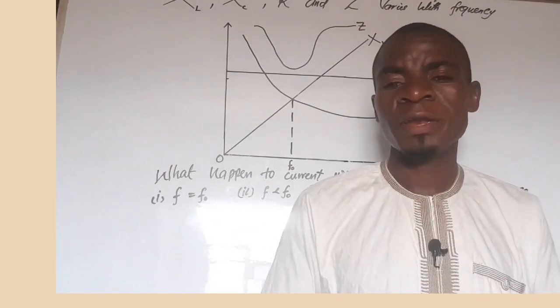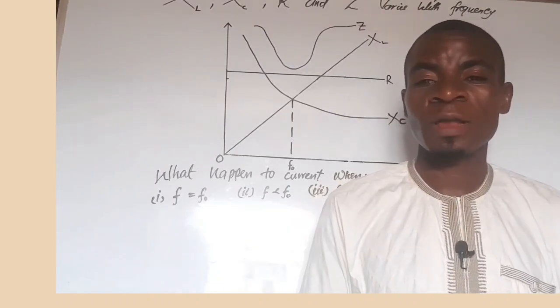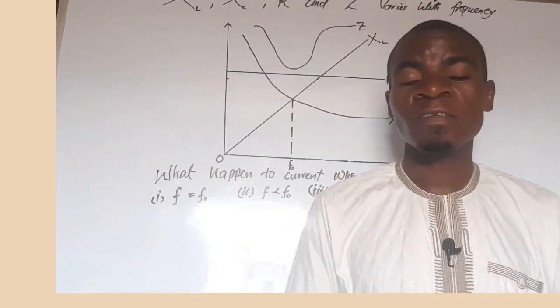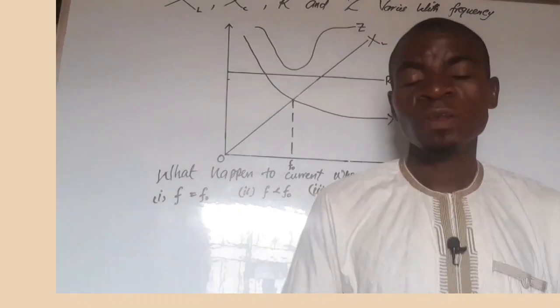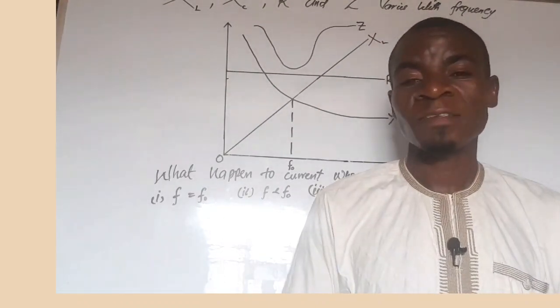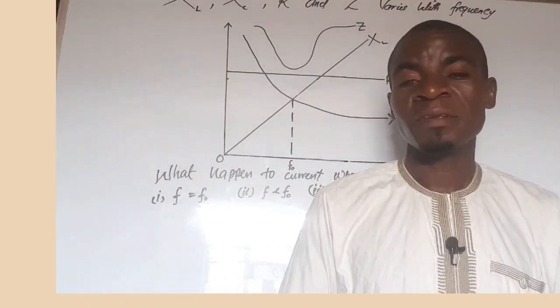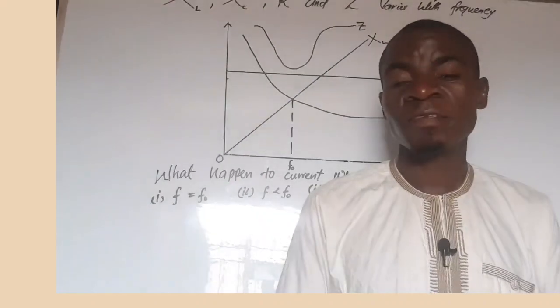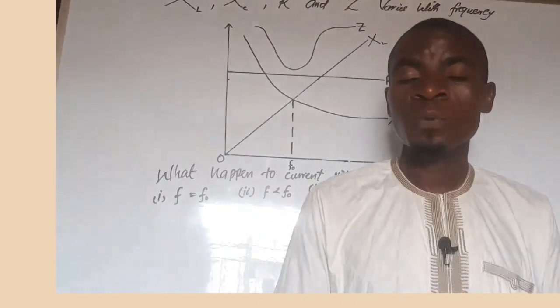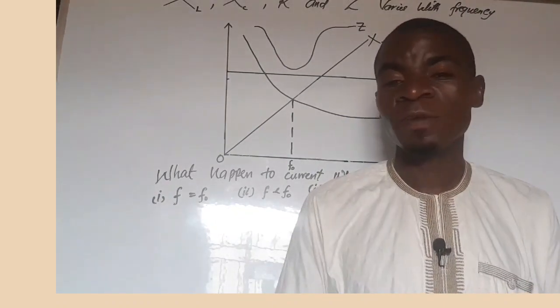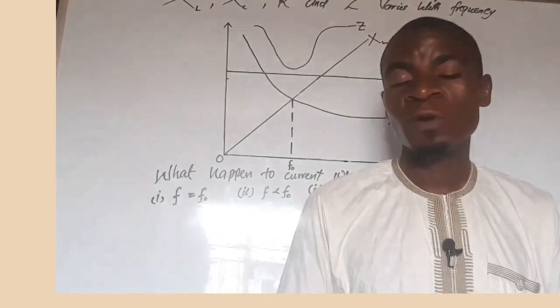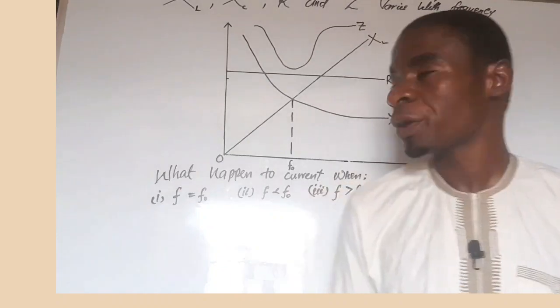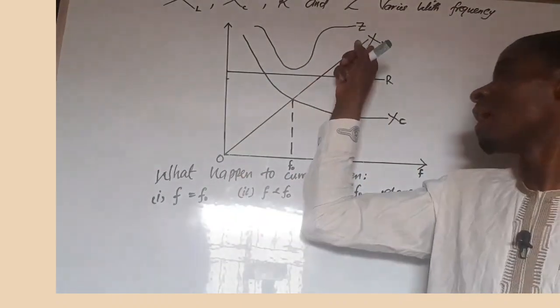Today I shall provide a solution to this very particular graph. This is the graph of inductive reactance, capacitive reactance, resistance, and impedance against the frequency. If you plot the graph of inductive reactance against the frequency, you are going to obtain this straight line.